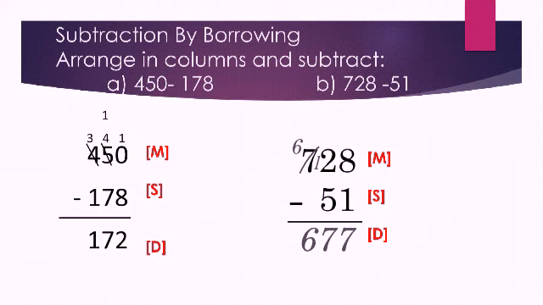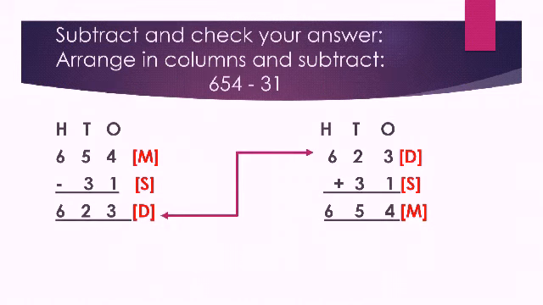You cannot subtract 5 from 2 because 2 is smaller. So we will borrow 1. So 12 minus 5 is 7, and 6 will come down. Okay, so now here what you have to do is arrange in column, subtract, and then check your answer. Now how will you check your answer?